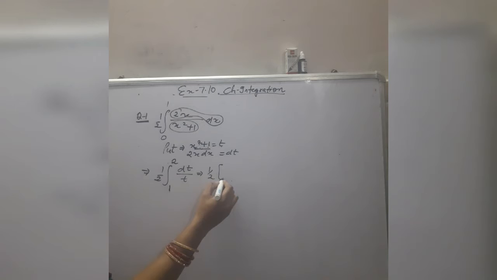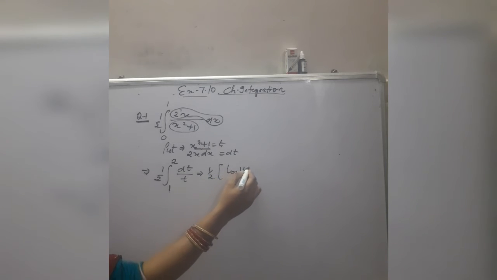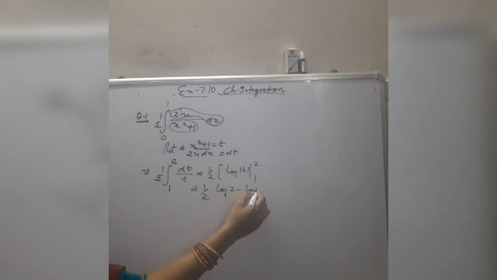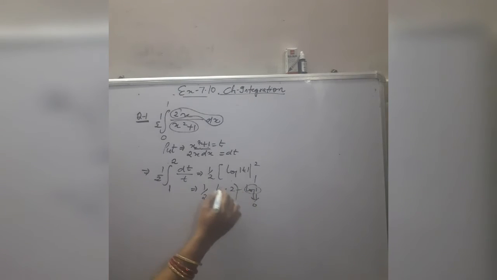Now all of you know that integration of 1 by t is log t, then upper limit minus lower limit, log 2 minus log 1, and log 1 is 0, so answer will be half, 1 by 2 into log 2. So this is question number 1. Now I will explain question number 2.